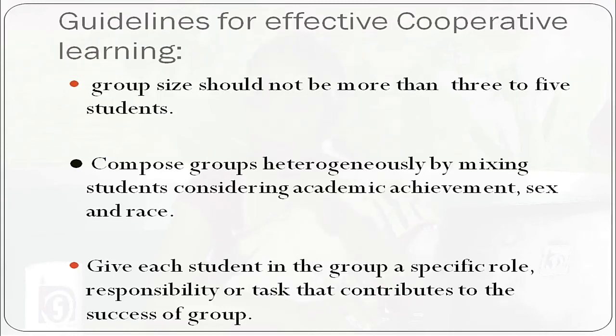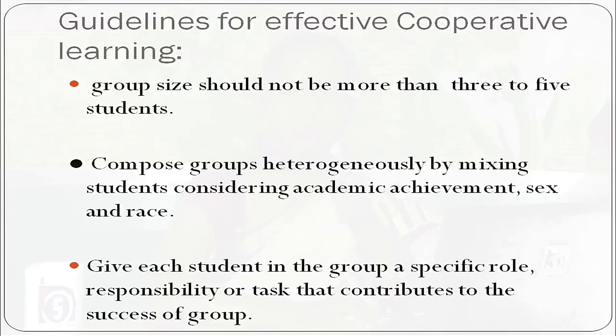Certain guidelines must be followed while doing cooperative learning. First of all, group size should not be more than 3 to 5 students, because if the group size is too large, then learning cannot take place, and some haphazard activities will take place. Second, compose groups heterogeneously by mixing students considering academic achievement, sex and race. Groups should not be homogeneous in nature. They should be heterogeneous, then only you learn how to work together.